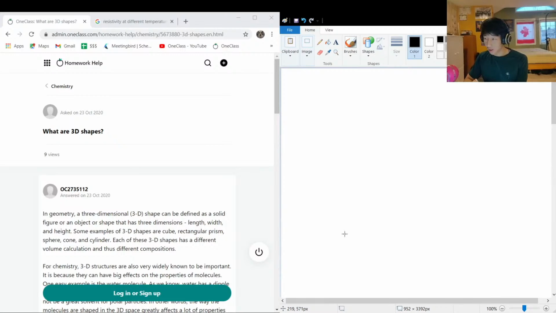Okay, the next question that we got on the menu today is asking us, what are 3D shapes? 3D shapes, believe it or not, are 3-dimensional shapes. Now 3-dimensional shapes are similar to 2-dimensional shapes, except you add a whole other dimension. So 2-dimensional shapes are going to sit flat on your plane.